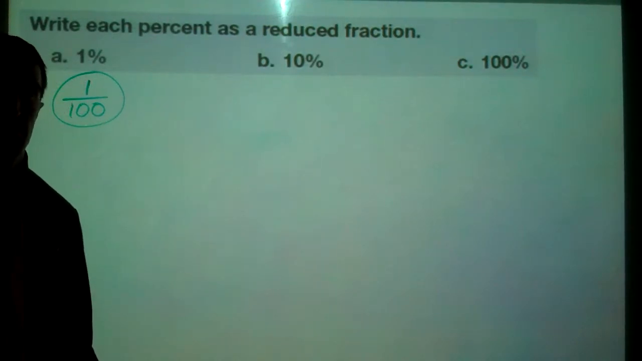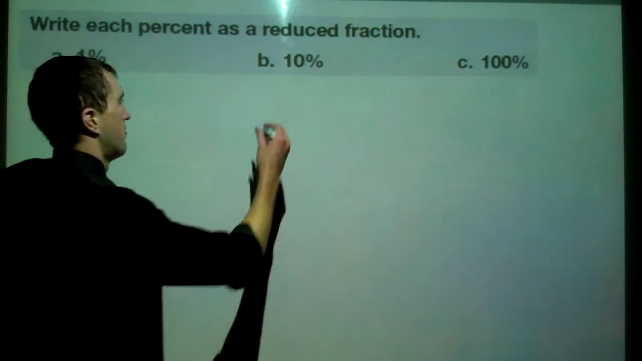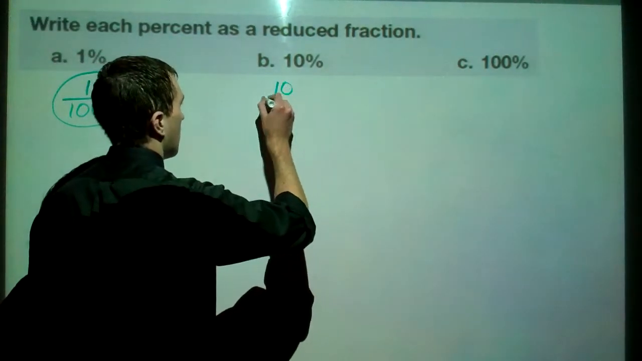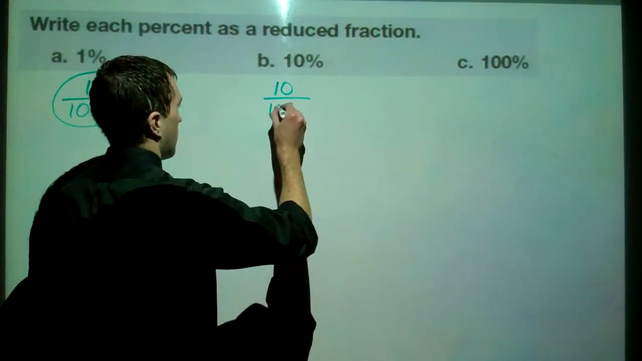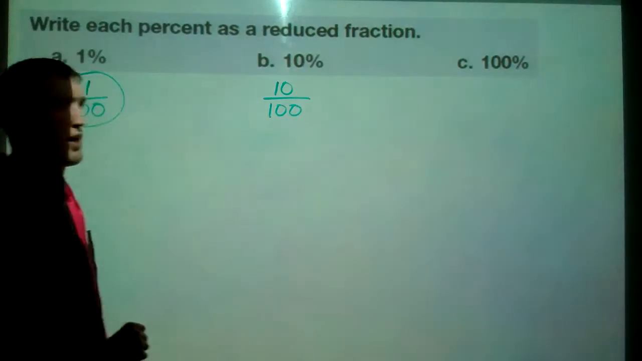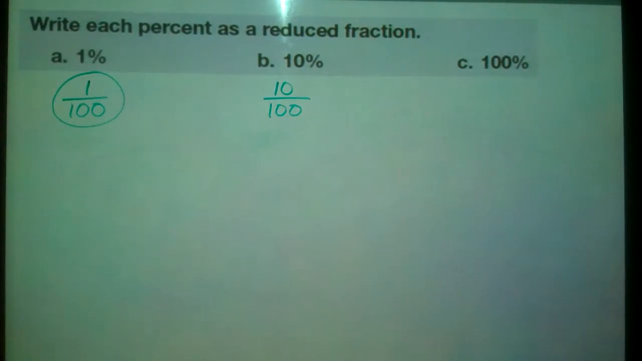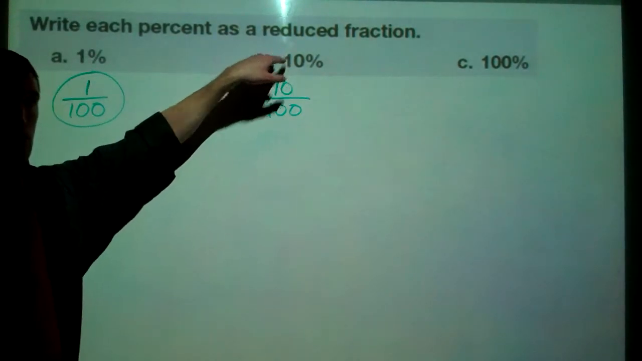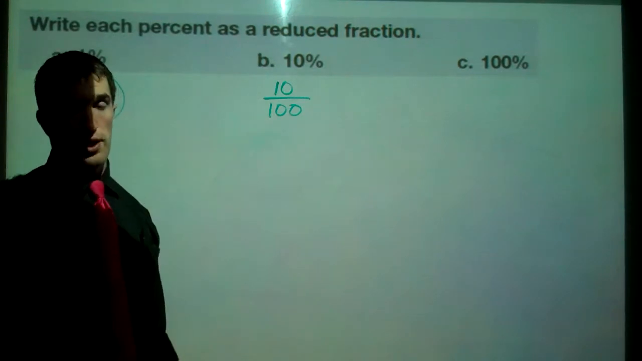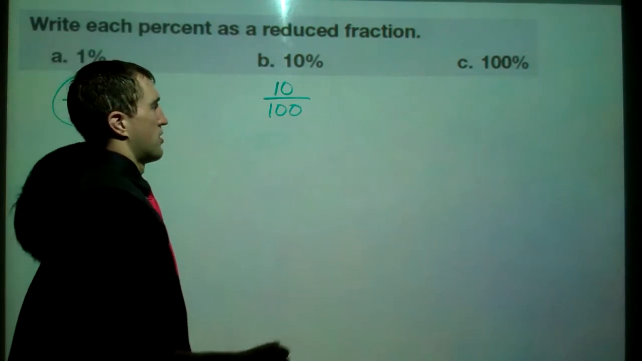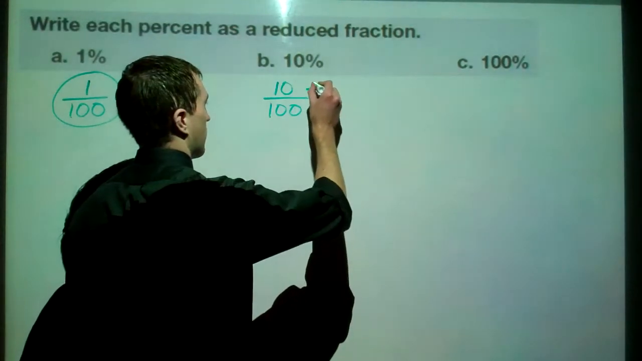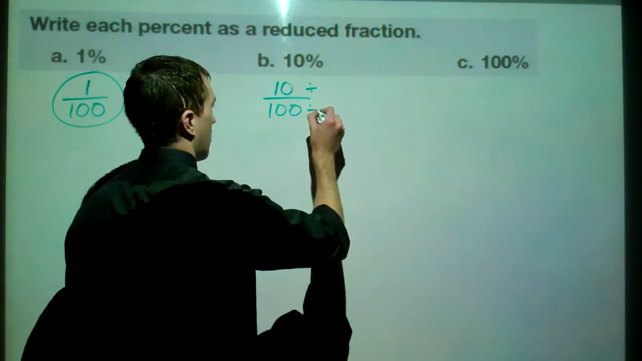Now let's look at 10. 10 out of 100. Or this is B. Sorry. So 10 out of 100 would be our fraction here. But once again, we want it reduced. So what goes into both 10 and 100? Well, 10 is the largest number that equally divides both numbers.